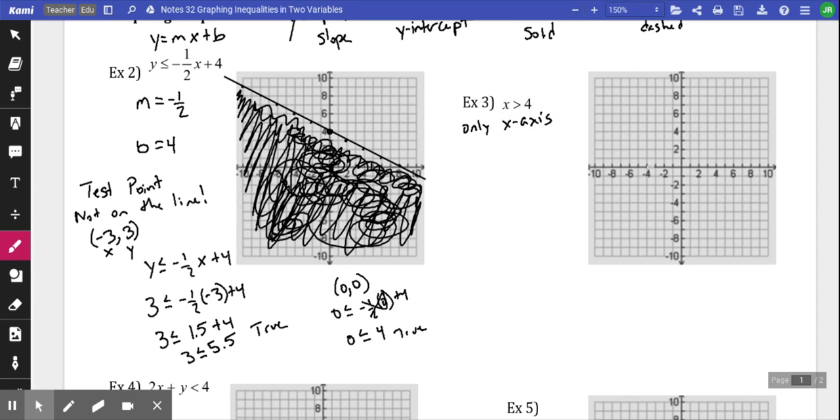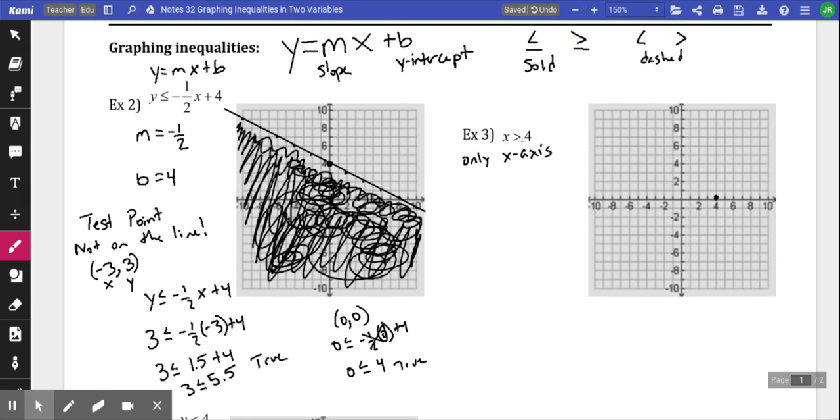So on the x-axis, I would find 4, and I'd plot a point at 4. And then this is saying x is equal to 4. This would be my boundary line. X is greater than 4. My boundary is at 4. And only guaranteed to go through the x-axis, which makes this going to be a vertical line.